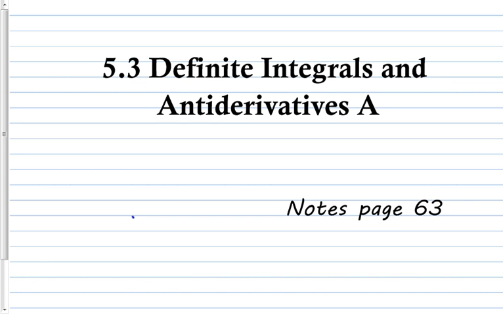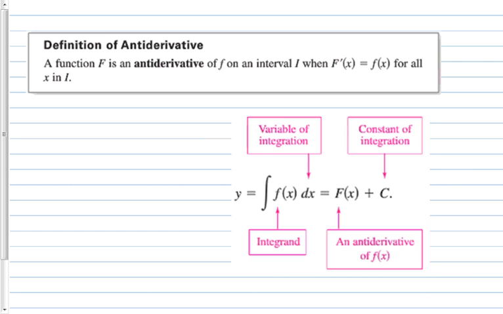Okay, 5.3 definite integrals and antiderivatives, part A. So, definition of antiderivative. A function F is an antiderivative of f on an interval I when F prime of x equals f of x. They're saying that F, uppercase F, is the antiderivative of this lowercase f function if I have to derive this to get that.